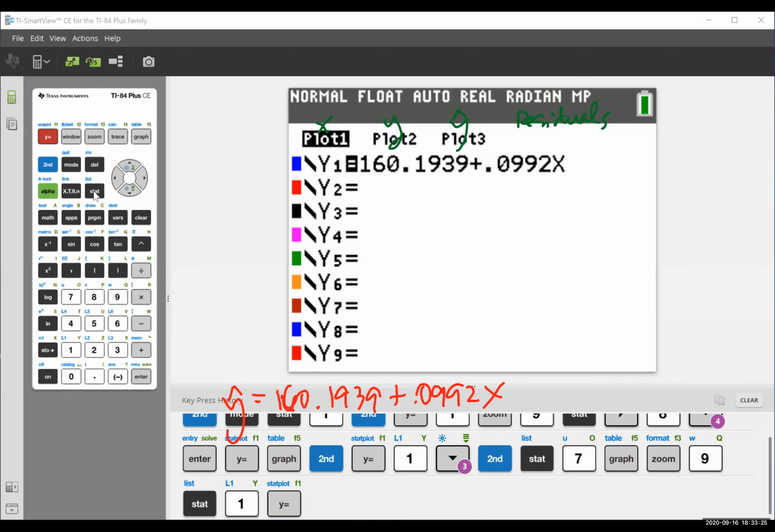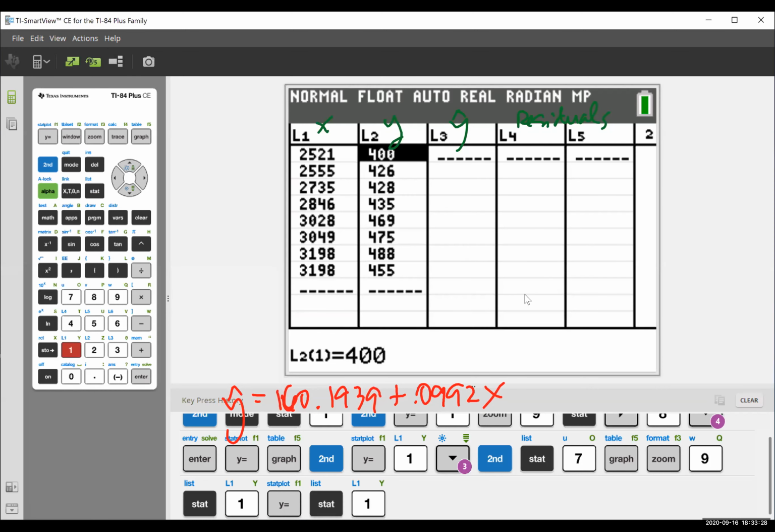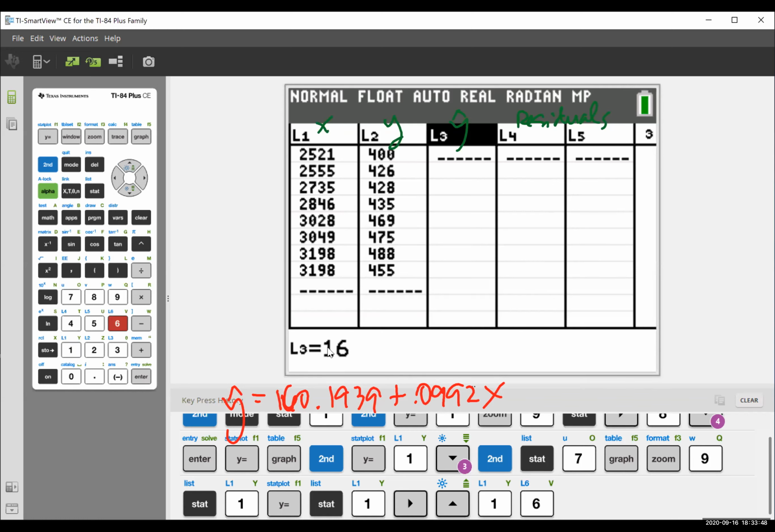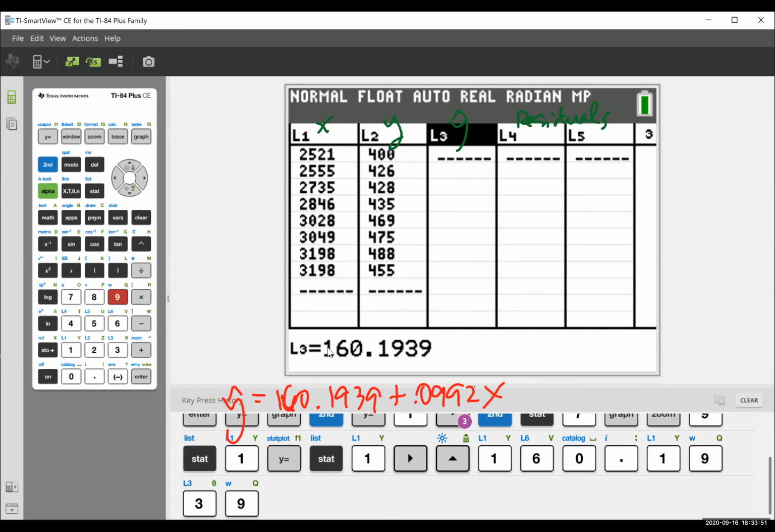To start, it's like a long method here. So to compute your Y hat, go to L3. You should highlight L3 here. You see the black highlighted L3. And here you type this: 160.1939 plus 0.0992. And your X is, look at this, the first column, that's all your X values, your L1.